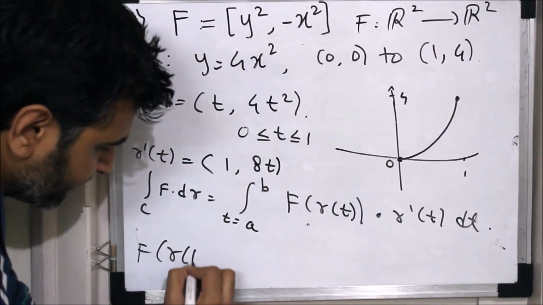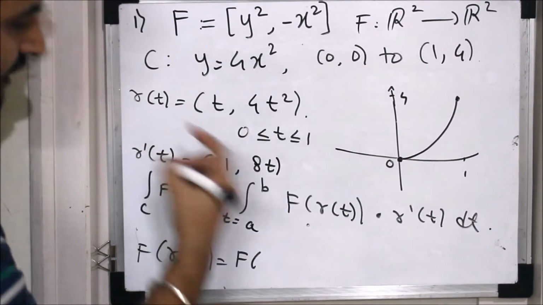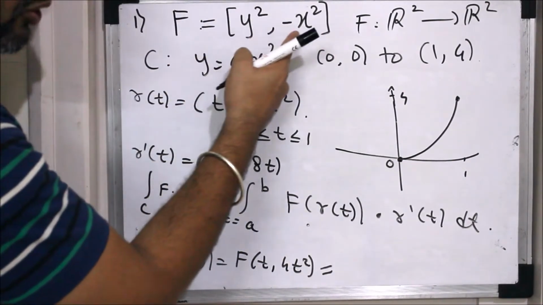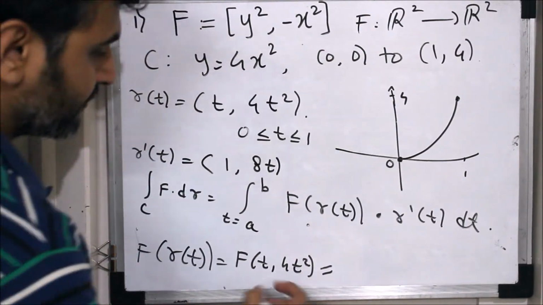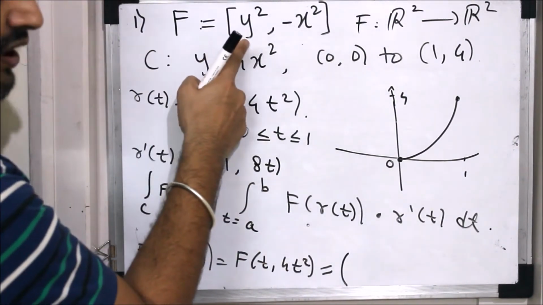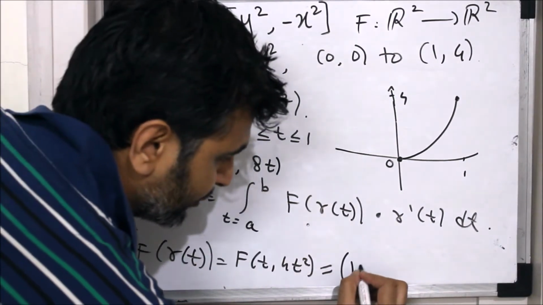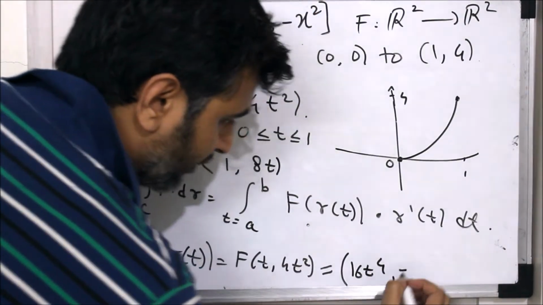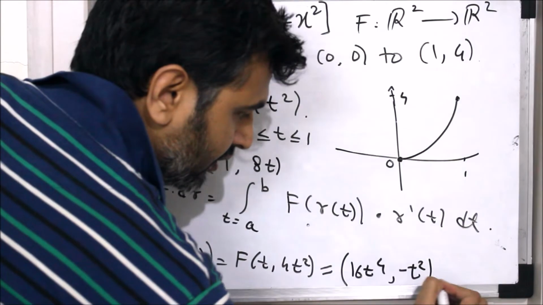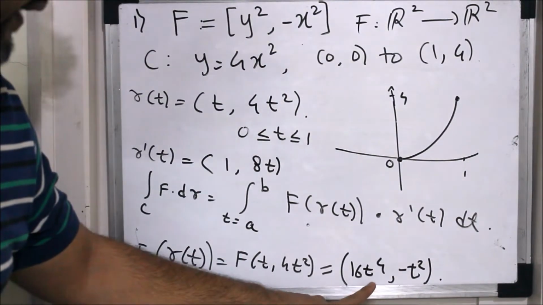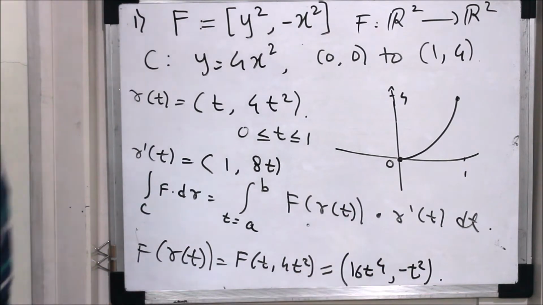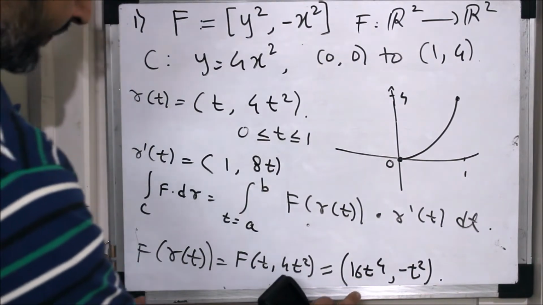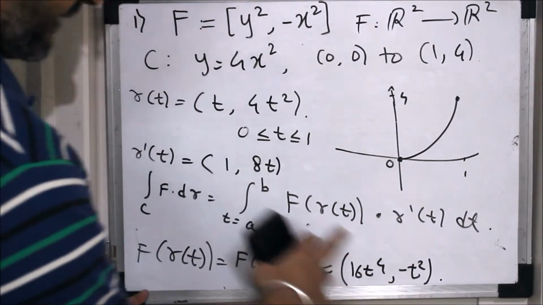So what is f of r of t? It is f of, what is r of t? t comma 4t square. What is f of xy? y square comma minus x square. So what is f of t comma 4t square? It will be the square of the second component, comma minus the square of the first component. So this is my f of r of t. So I have f of r of t, and I have r dash of t. Now what is my integrand? My integrand is nothing but the dot product. If I take the dot product of these two things, I get 16t to the 4 minus 8t cube.